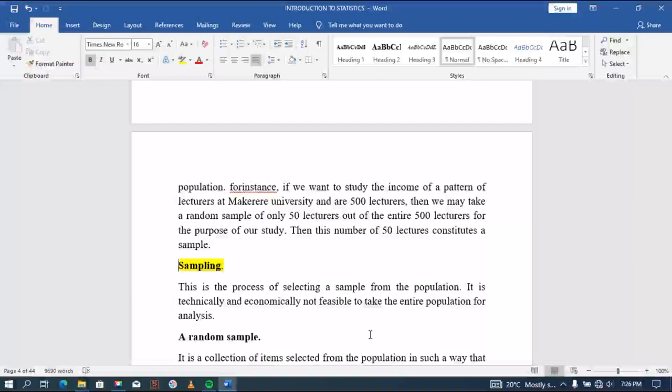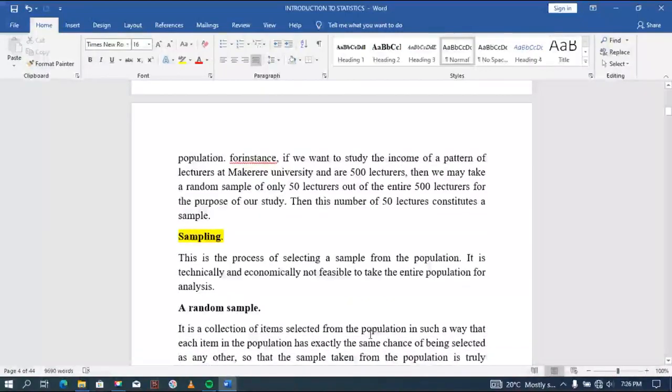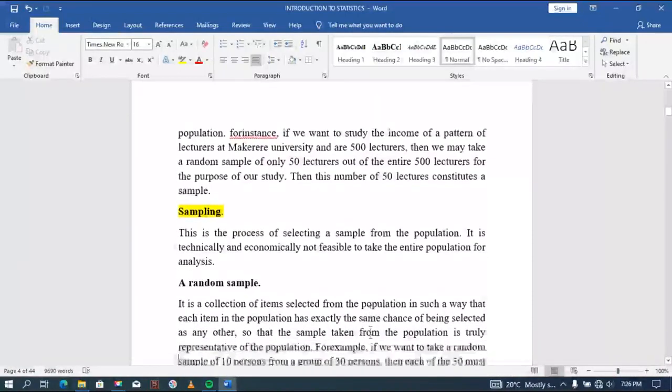So when you make a sample, it becomes simpler for the researcher to come up with these findings. So sampling is suitable when it comes to large populations.